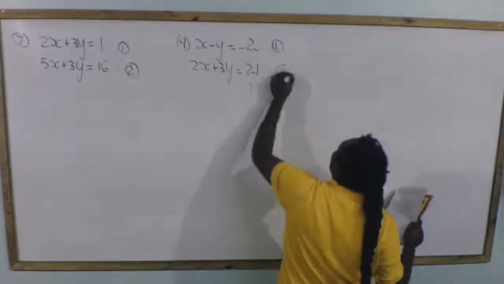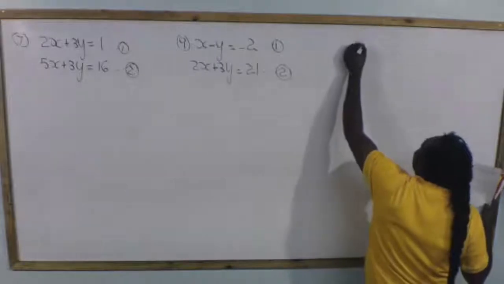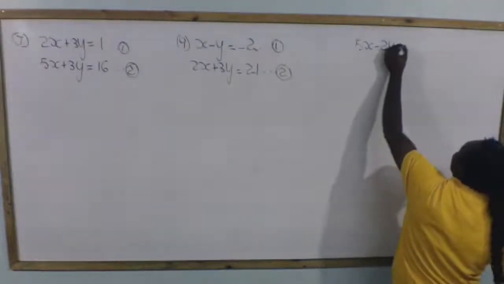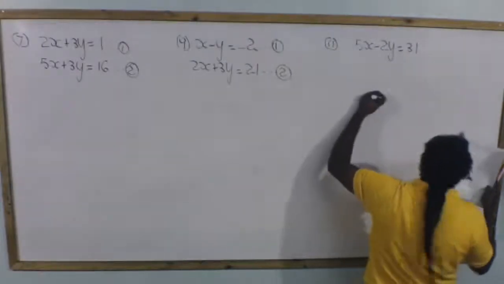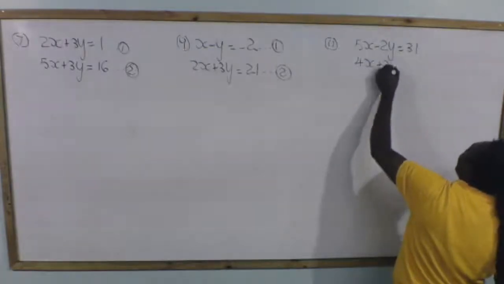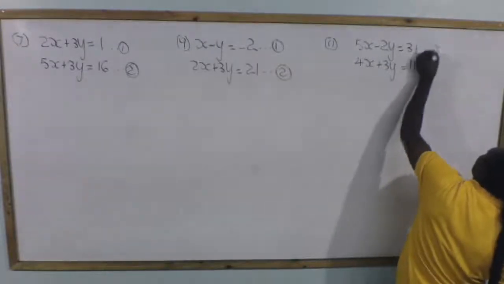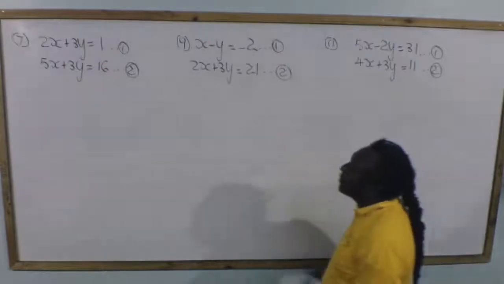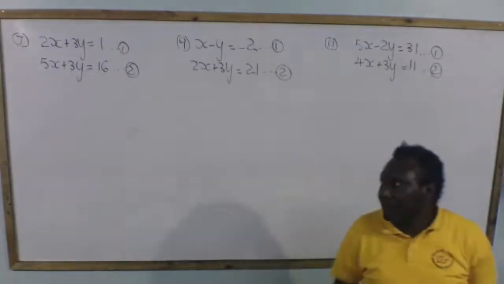And then finally, number 11, 5x minus 2y is equal to 31. And 4x plus 3y, I think, is equal to 11. That's the equation 1. That's the equation 2. Alright. Let's go straight to number 7. What do we say?